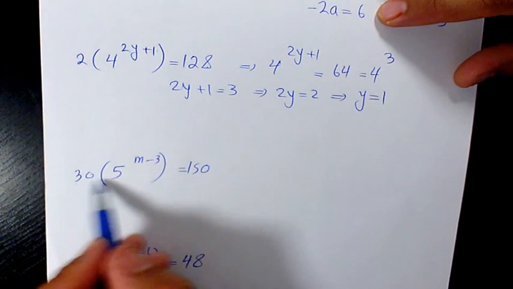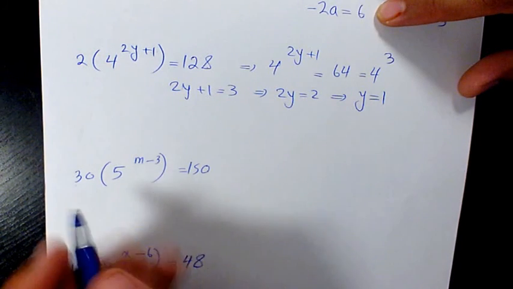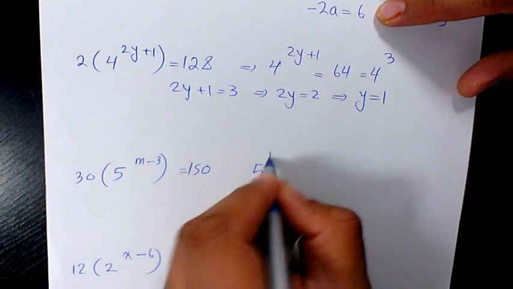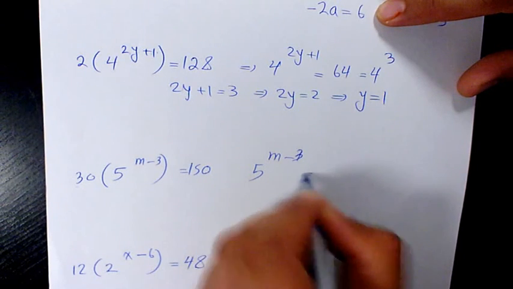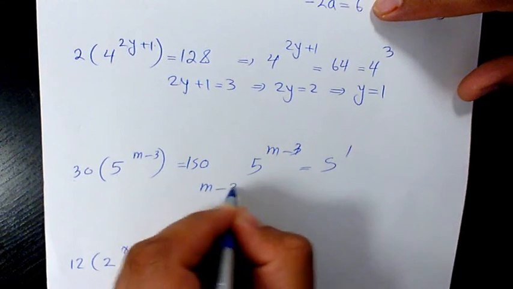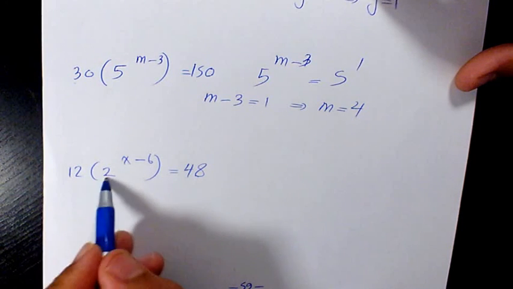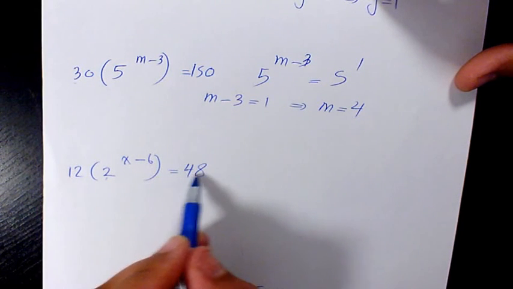Next one, 30 times 5 to the power of m minus 3 equals 150. If we divide both sides by 30, we have 5 to the power of m minus 3 equals 5 to the power of 1. So m minus 3 equals 1. So it means that m equals 4. And the last one is 12 times 2 to the power of x minus 6 equals 48.